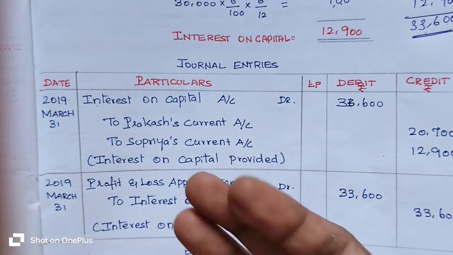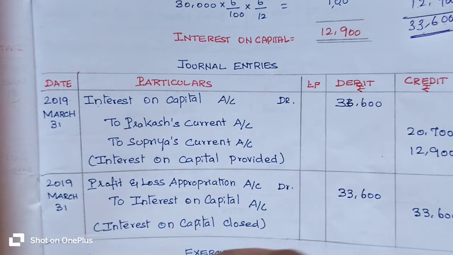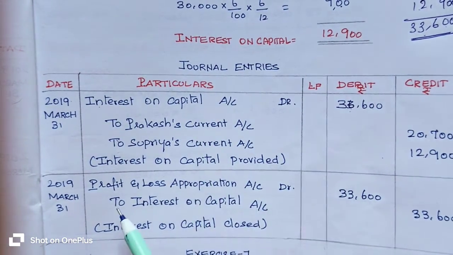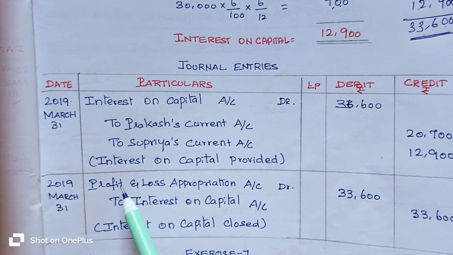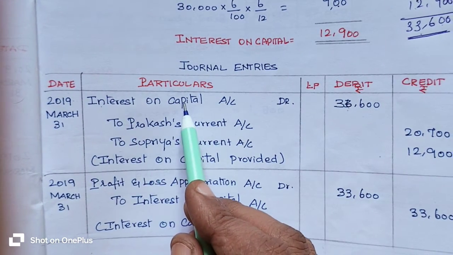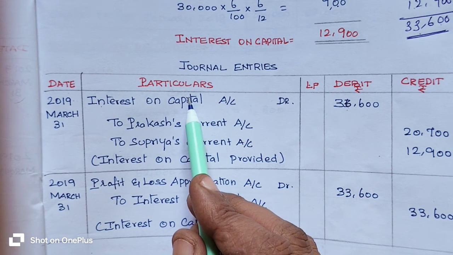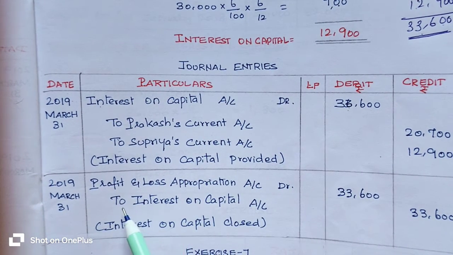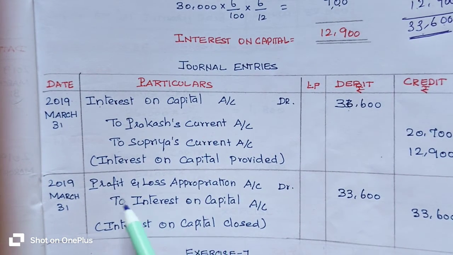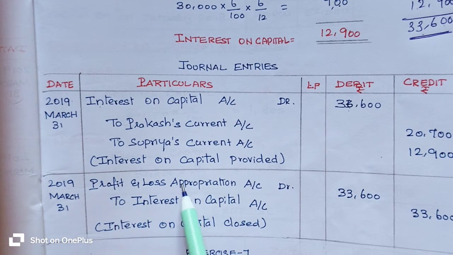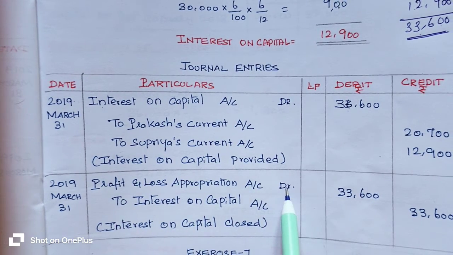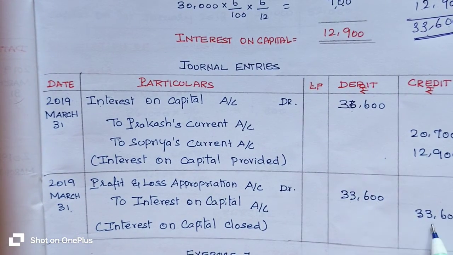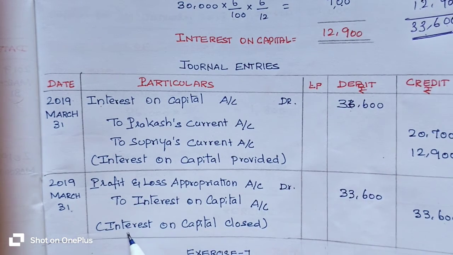Then we have to give the transfer entry for the interest on capital. We have to close the interest on capital. So for that, you have to write the transfer entry for the interest on capital. Where is interest on capital? It is on the debit side. So for the closing entry or transfer entry, it is to be credited. So on the credit side, interest on capital. So what do we have to write on the debit side? Profit and loss appropriation account debit. We have to write the same date. Okay. So interest on capital amount, how much? 33,600 rupees. Okay. So interest on capital closed.